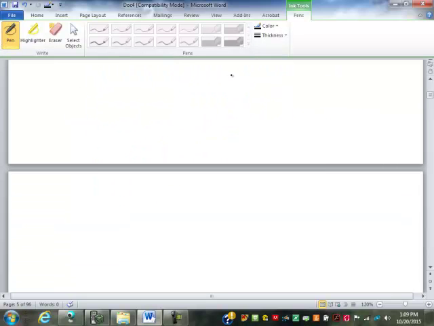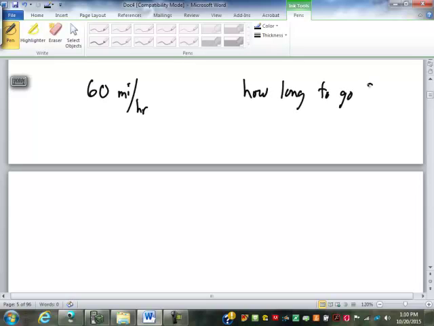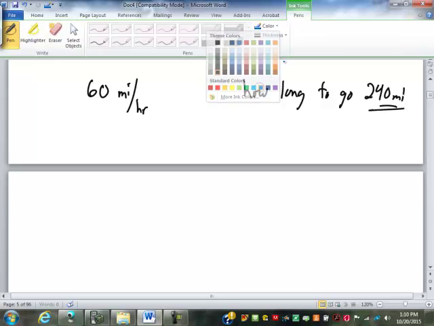Let's say you do it incorrectly. Let's say you're driving at 60 miles per hour and you want to know how long it's going to take you to go 240 miles. Technically what we're doing here is we're converting from miles to time. So we'd want to start with the miles.